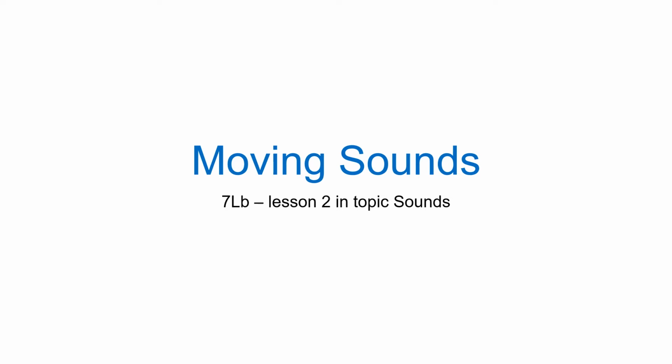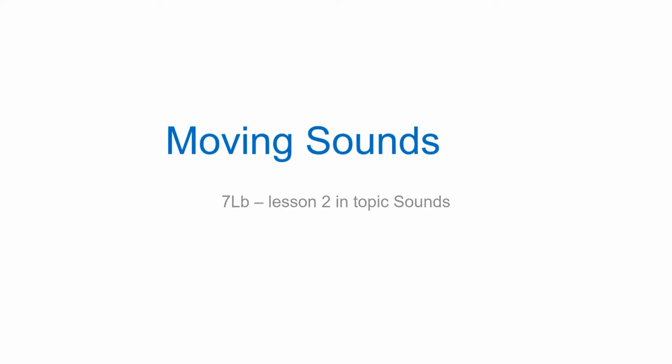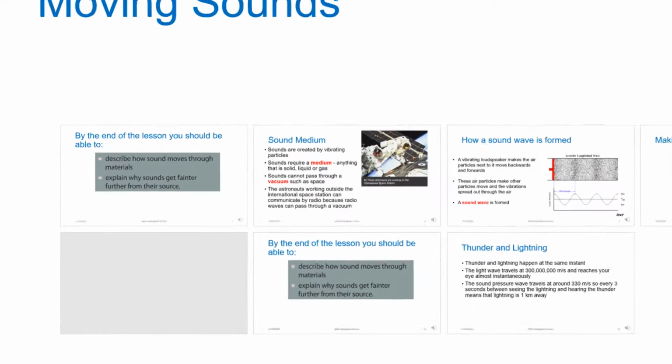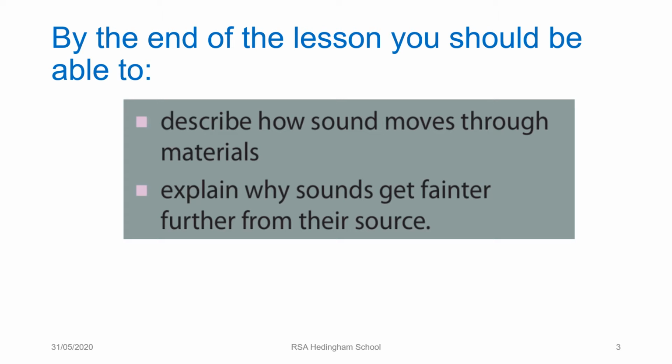Moving sounds. This is lesson 2 in the sounds topic 7L. Objectives for this session. First, to describe how sound moves through materials, and secondly, to explain why sounds get fainter the further you get away from their source.